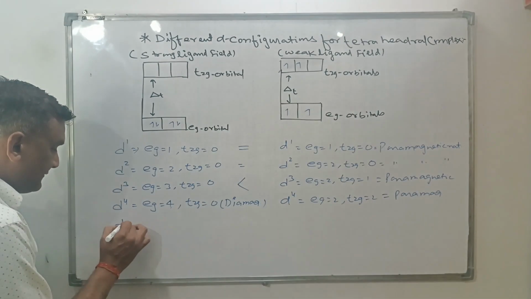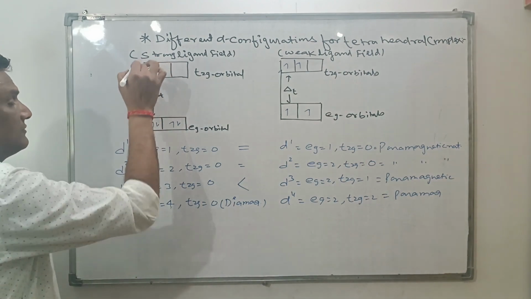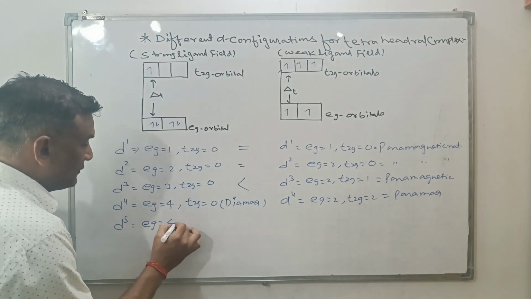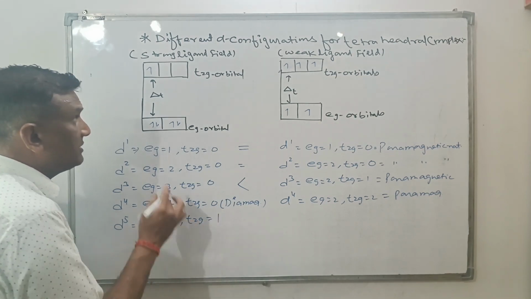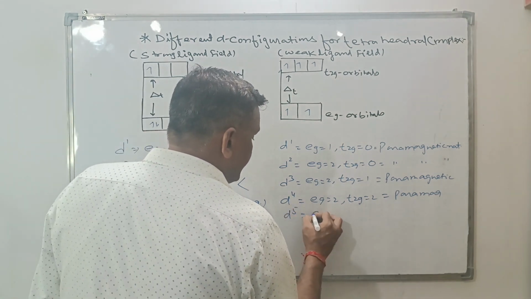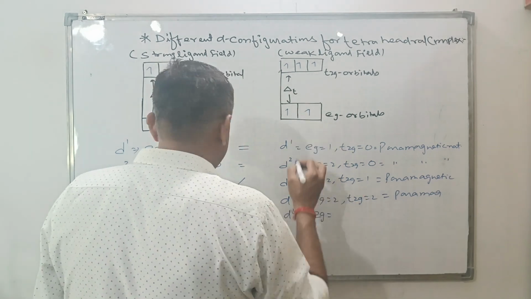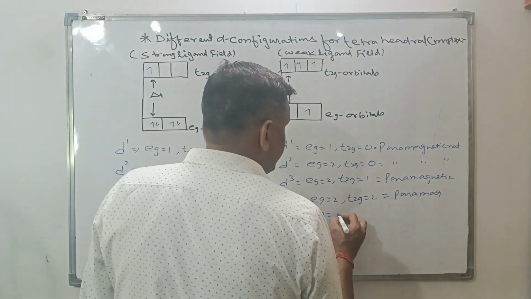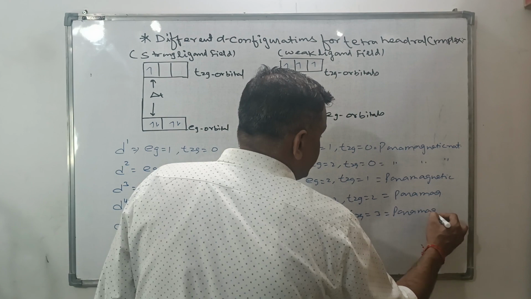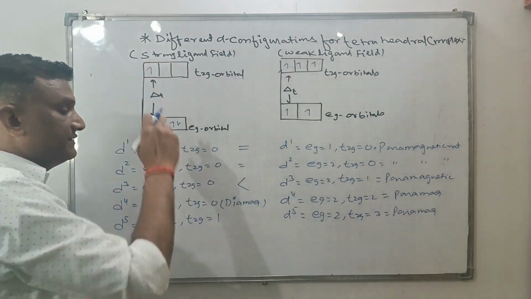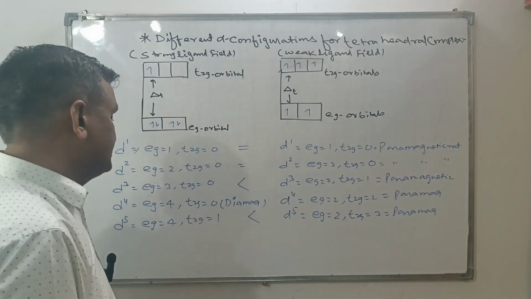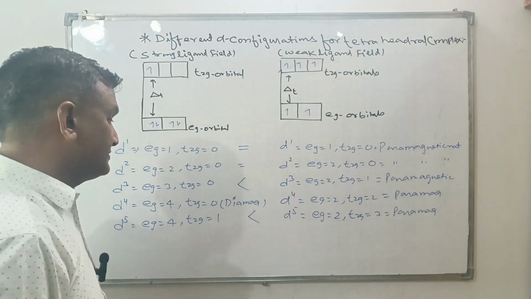Now for the d5 configuration, this is the fifth electron and this is the fifth electron. So this is eg is equal to 4, t2g is equal to 1, and it will be paramagnetic. While for this d5, eg is equal to 2 and t2g is equal to 3. This will be paramagnetic, but you can see here are 5 unpaired electrons while here is 1 unpaired electron. So d5 for the weak ligand field will be stronger than the strong ligand, sorry.